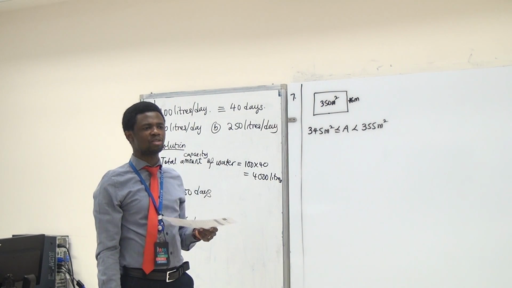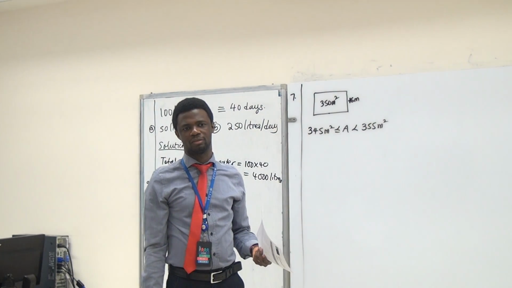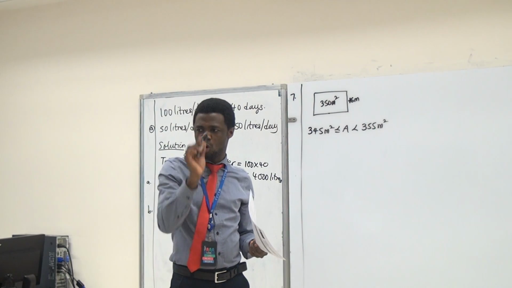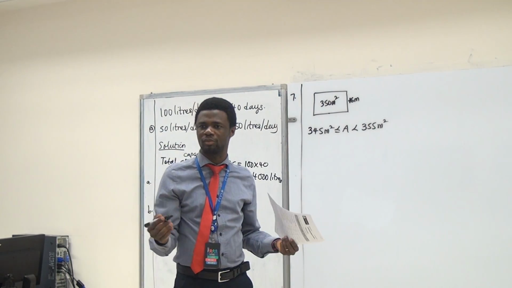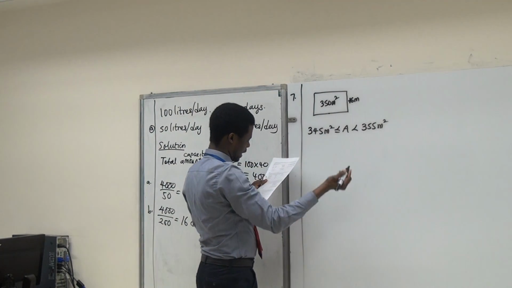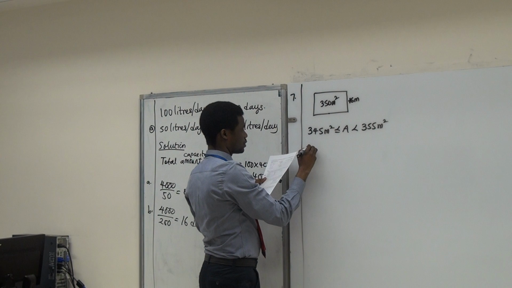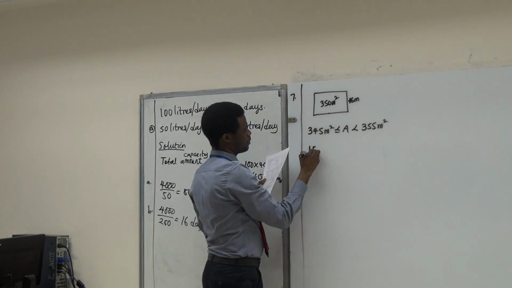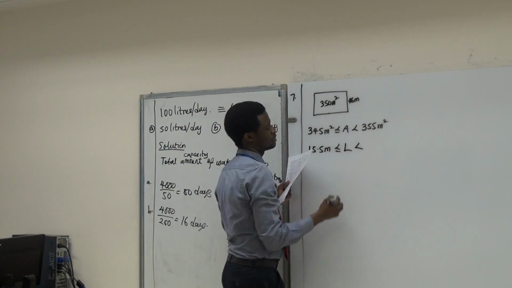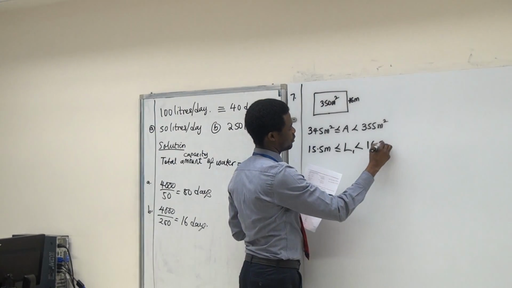Because it's to the nearest meter, what do we subtract and add? 0.5. To the nearest meter means to the nearest unit, and a unit is the ones. That's why you consider 0.5. So one of the lengths, we can call it length or width, doesn't matter: 15.5 meters less than or equal to the length, L1, less than 16.5 meters.